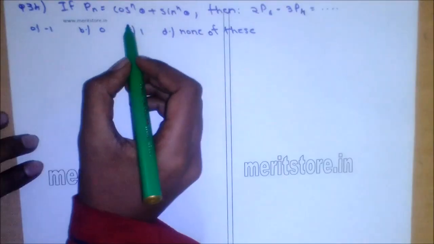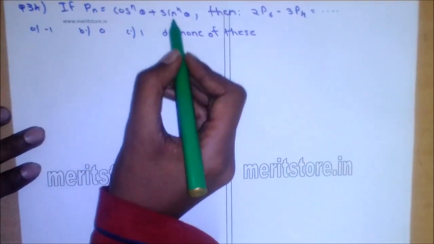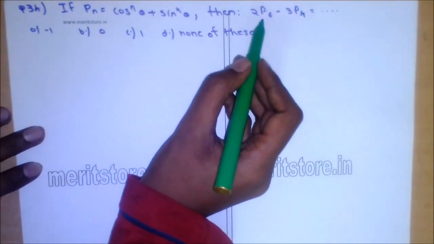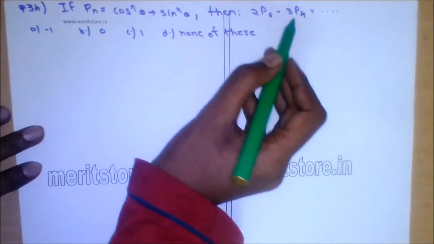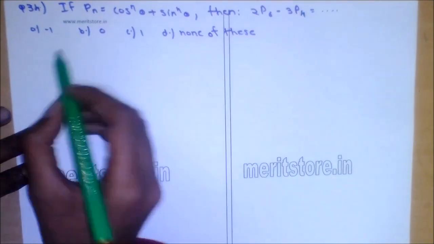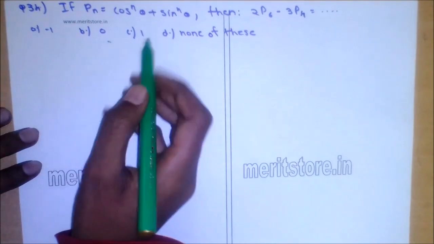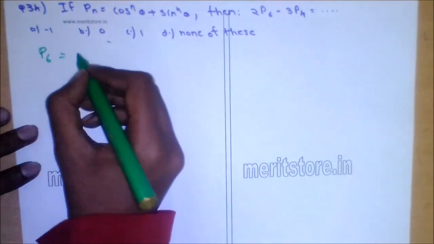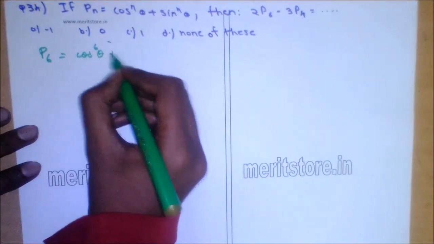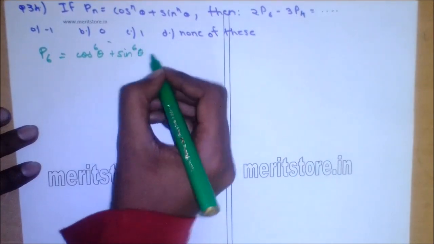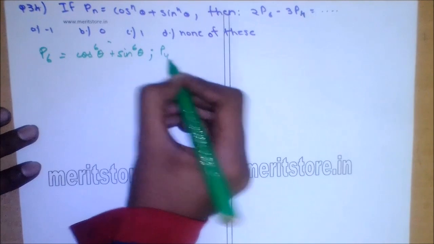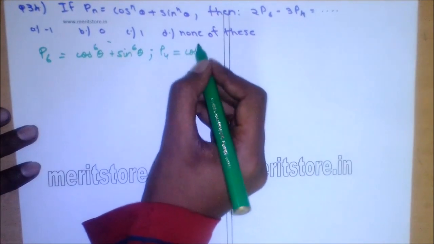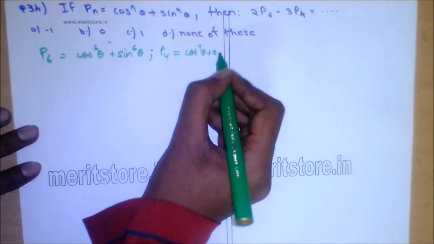Pn is cos raised to n theta plus sin raised to n theta. Then 2 times p of 6 minus 3 times p of 4 is what? The options are minus 1, 0, 1 and none of these. So p of 6 is cos raised to 6 theta plus sin raised to 6 theta. Similarly, p4 is cos raised to 4 theta plus sin raised to 4 theta.